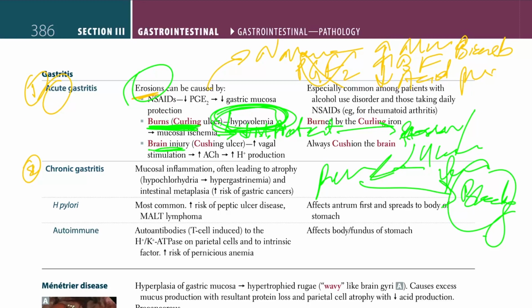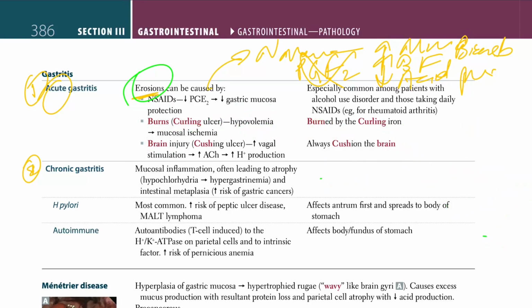Brain injury causes Cushing ulcer. This is pretty easy: Cushing syndrome, Cushing disease, Cushing brain things, Cushing ulcers. But just remember this mnemonic: cushion the brain. So that's the brain injury.